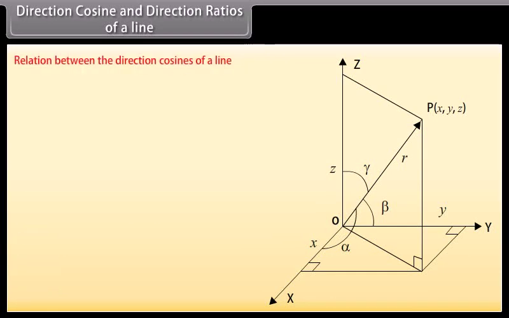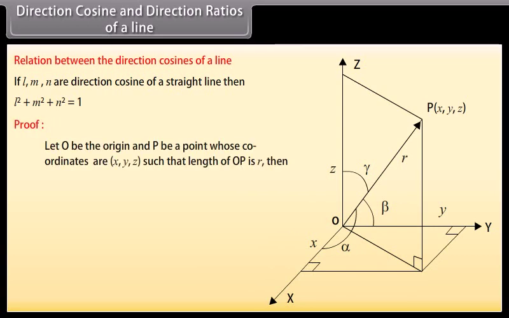Relation between the direction cosines of a line. If L, M, N are direction cosines of a straight line, then L square plus M square plus N square equals 1. Proof. Let O be the origin and P be a point whose coordinates are x, y, z such that length of OP is r, then x is equal to Lr, y equals Mr, z equals Nr.